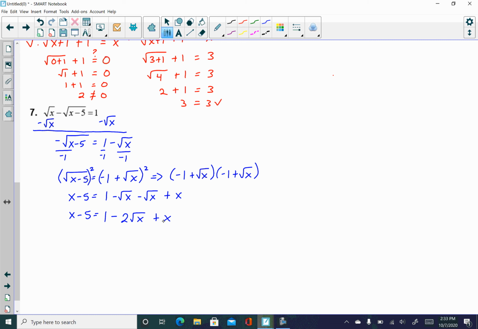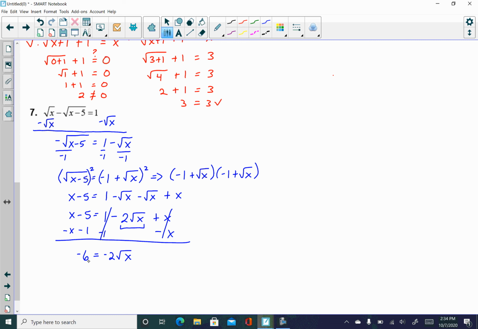Okay. Now from here, we need to isolate again the next radical, depending on how the problem's structured, but this one has all square roots in it. That means I need to take the 1 and the x to the other side, so I will be subtracting 1 and subtracting x. That way over here on the right-hand side, they're canceling out. I'm left with -2 square root of x. On the left-hand side, the x's cancel out, and I have -5 and -1. That gives me -6.